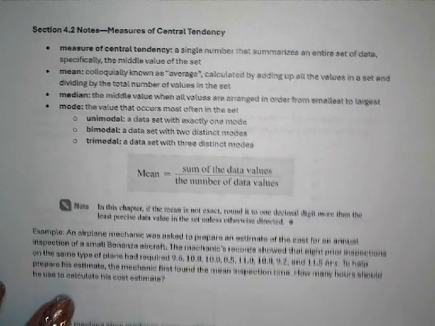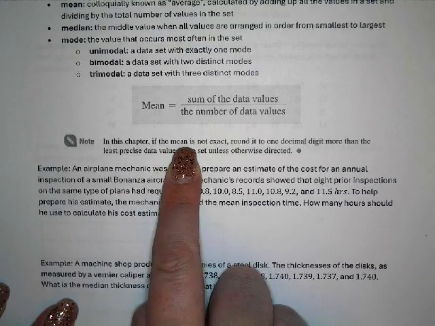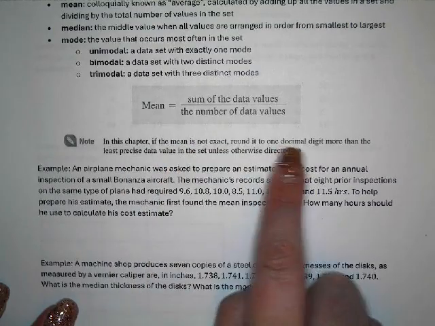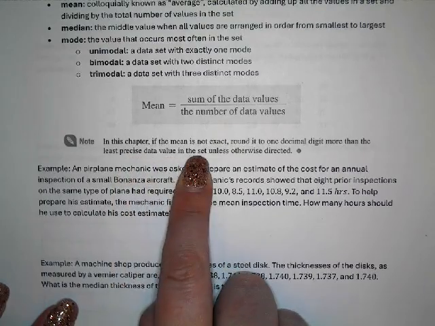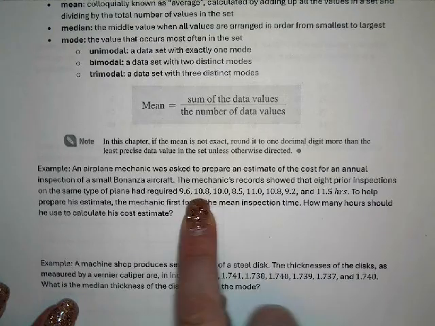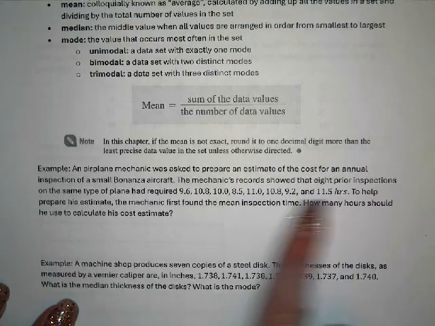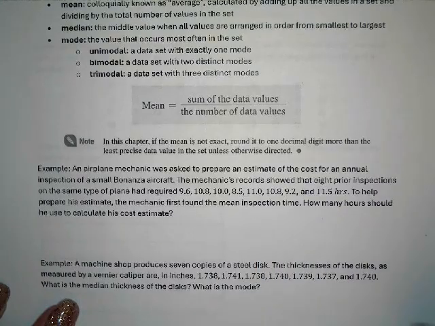All right, so here there's a little note. It says if the mean is not exact, round it to 1 decimal digit more than the least precise data value in the set. So in this data set we're about to work with, everything is rounded to the nearest 10th, 1 decimal place. So when we find the mean, we're going to round it to 2 decimal places. That's what that means.